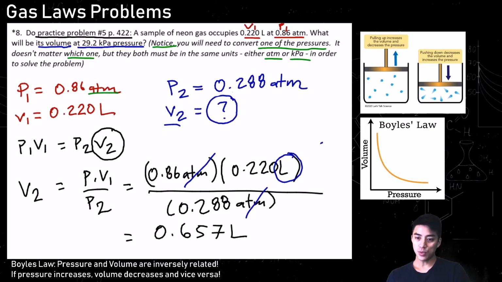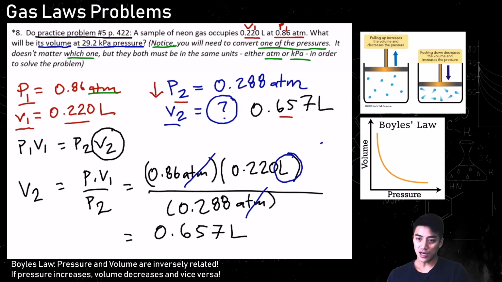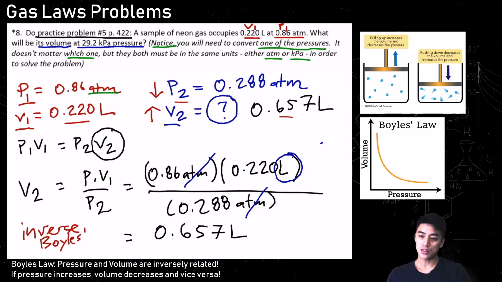This would turn out to be 0.657 liters, which makes sense because, again, Boyle's law says pressure and volume are inversely related. So if the pressure goes down, it went from 0.86 to 0.288, and the volume goes up, that should confirm Boyle's law because, again, it's an inverse relationship. Pressure goes down, volume should go up in this case.